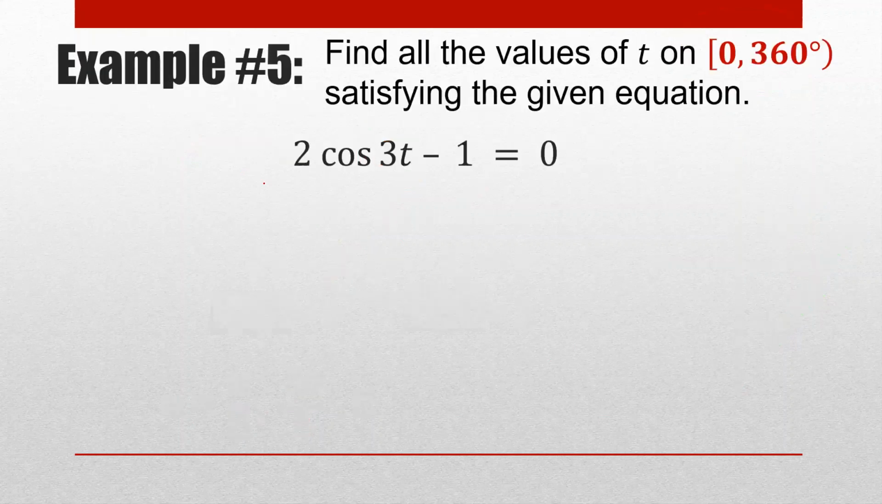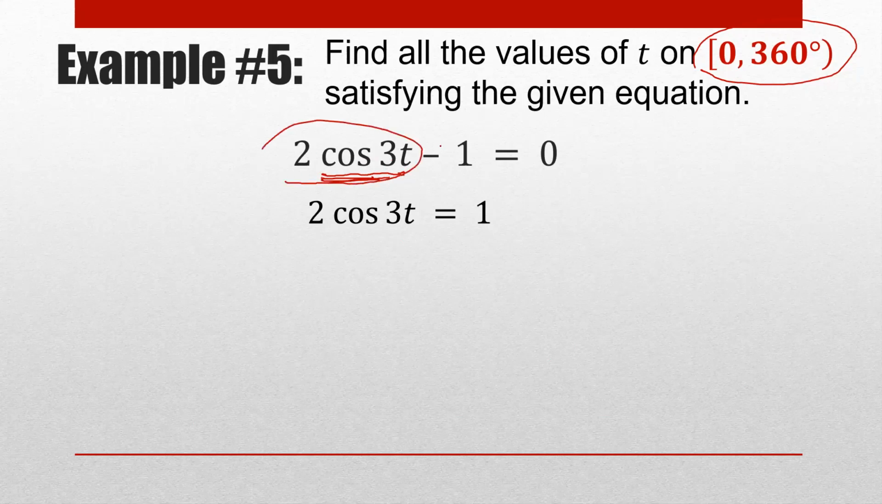Now, let's proceed to our example 5. Find all the values of t on 0 to 360 degrees. Again, nalilimit tayo sa ating values of the variable t this time, hindi na x, no? So, 0 to 360 degrees satisfying the given equation. That means ang answer natin must be given in degrees kasi yung ating interval is given in degrees. So, lipat muna natin yung 1. Let's isolate the term or the factor involving the trigonometric function cosine. So, i-isolate muna natin yung term na to.